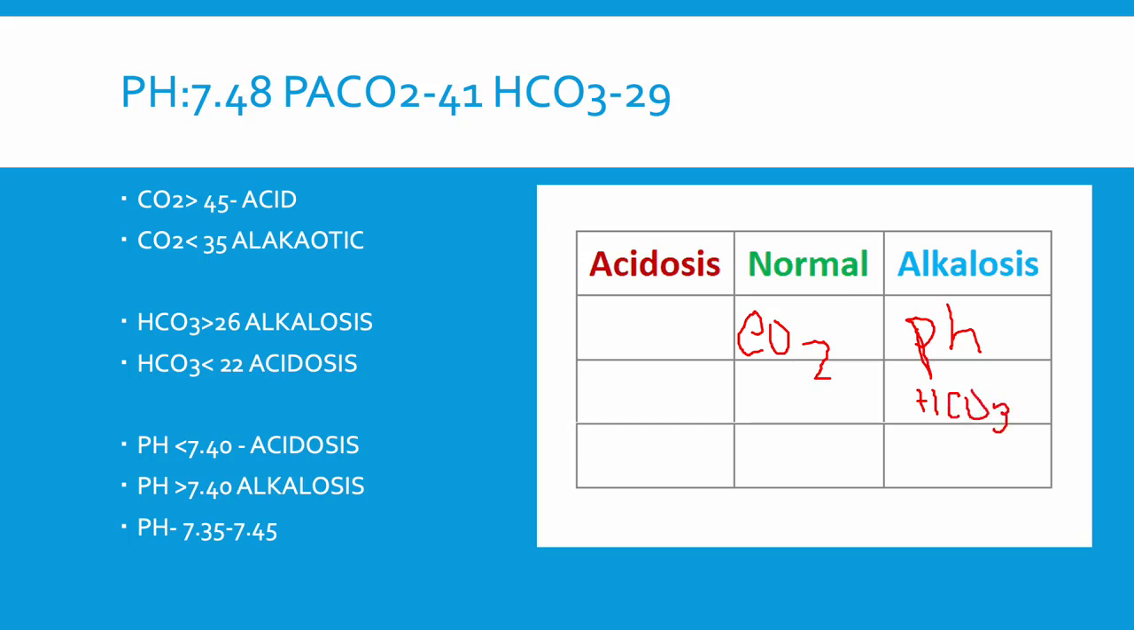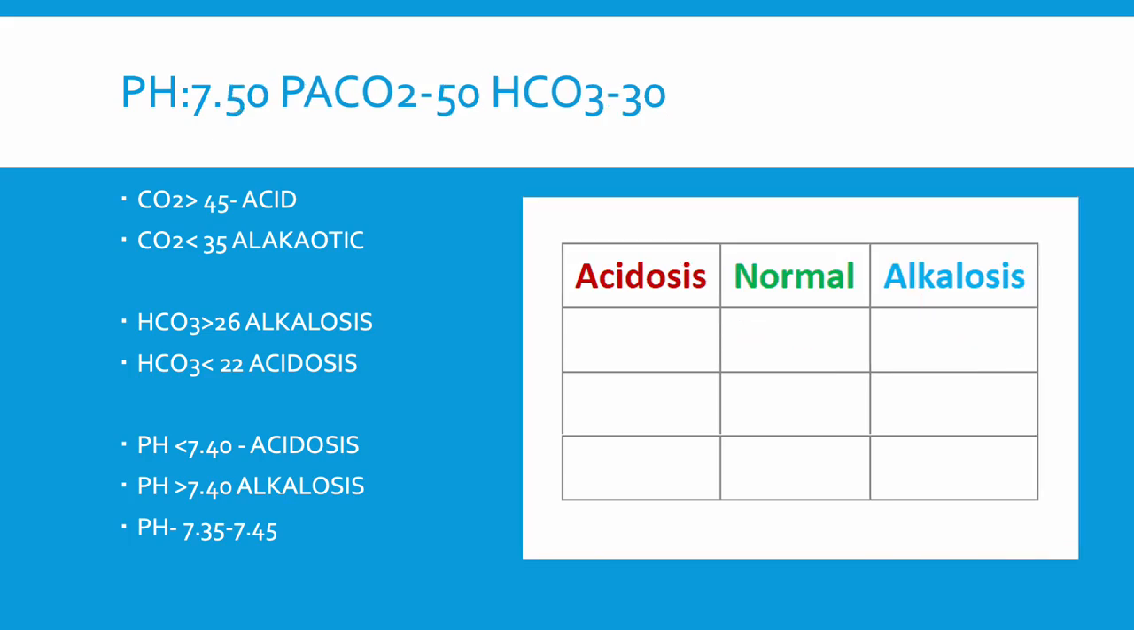So now we want to look at our tic-tac-toes. Is there anything that's lining up under both? Yes. So the pH is under alkalosis, so we know that this patient is in the alkalosis. And we see that the bicarb is under alkalosis. So this patient is experiencing metabolic alkalosis. Now, is there any compensation going on? No. Why not? Because the CO2 is normal.